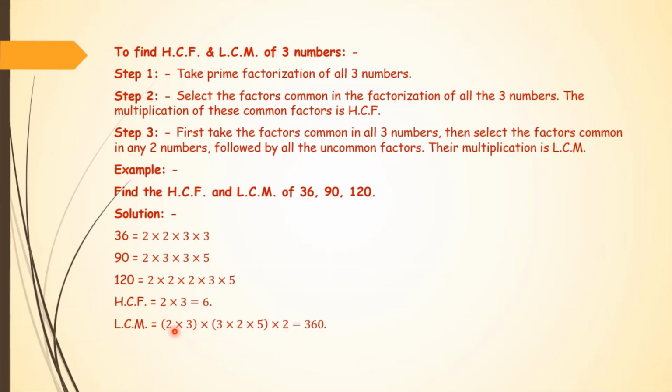Now the product of the factors which are common in all three numbers into the factors which are common in any two numbers multiplied by uncommon factors, this product is 360. So LCM of these three numbers is 360.